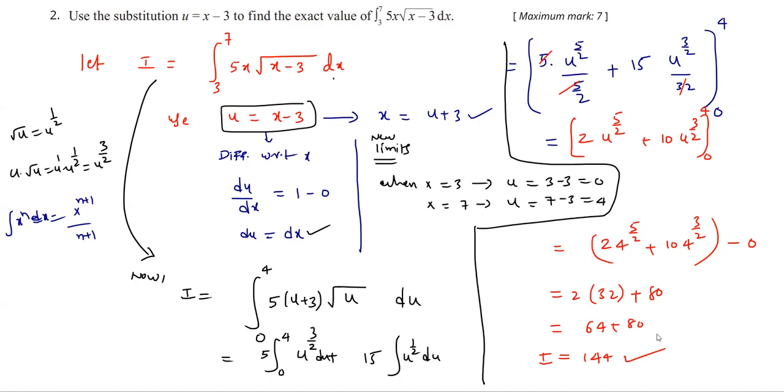Hope it's clear. We started with the given substitution, but here the key is to convert everything into u, including dx. dx is converted into du, and wherever x is there in the question it is converted into u, including the limits. Then we can easily solve the rest of the integral and substitute the limits and get the final answer.